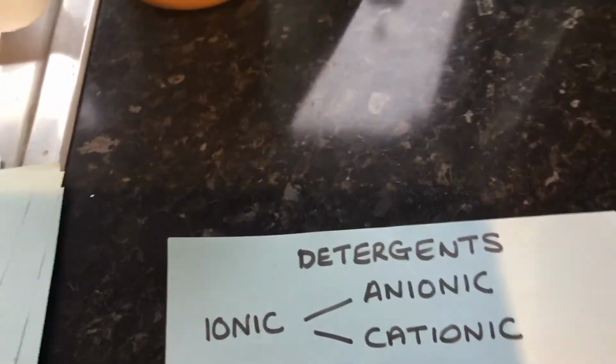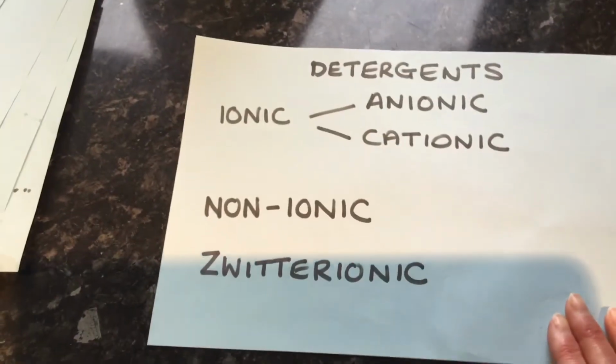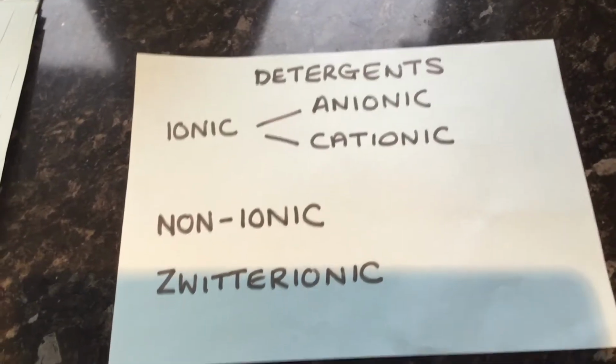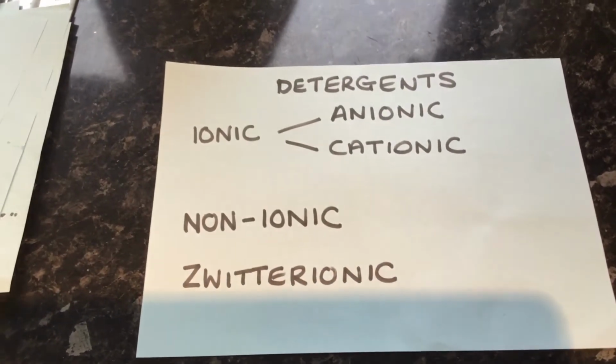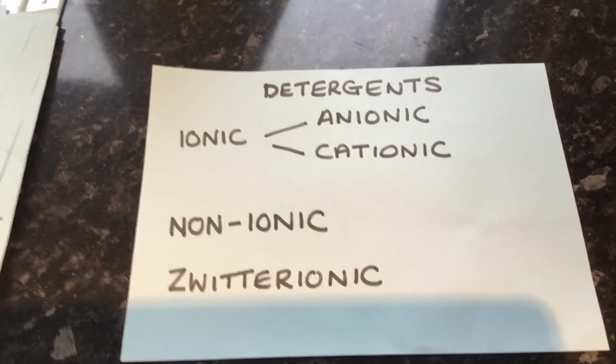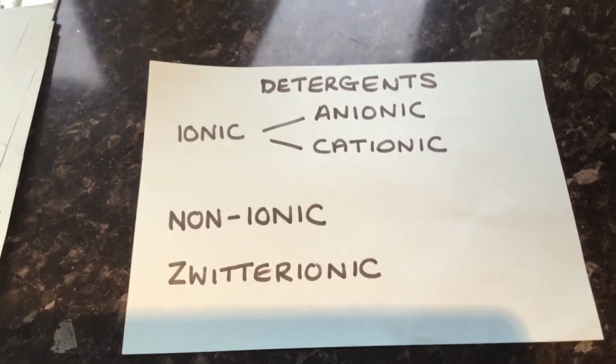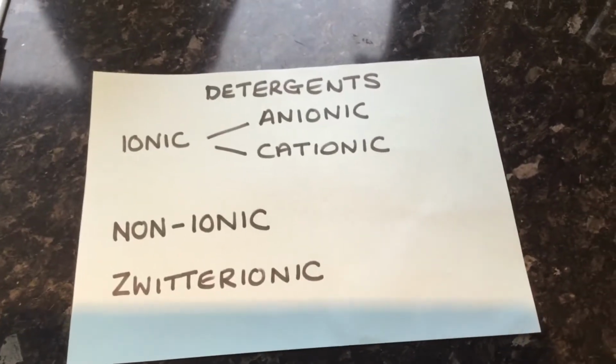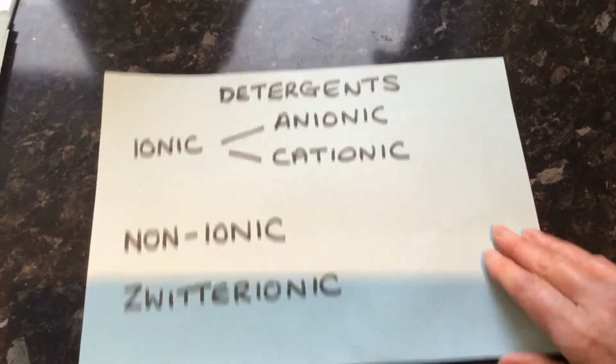You have different kinds, as I've said. The head groups may be anionic or cationic, so these are the ionic detergents. They could also be non-ionic, and they can also be zwitterionic, which is when they have positively and negatively charged groups on the head part of the detergent.